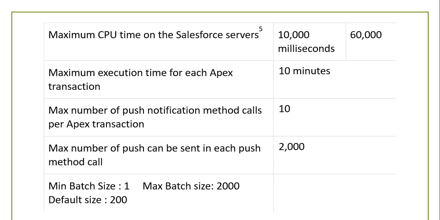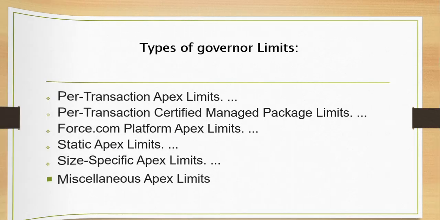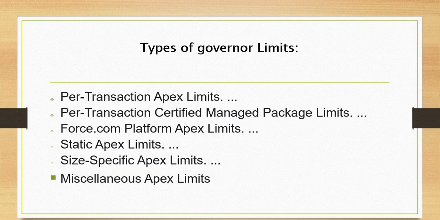The maximum number of push notification methods called per Apex transaction is 100. The maximum number of pushes that can be sent in one push method call is 2000. For batch size, the minimum is 1, the maximum is 2000, and the default is 200. What are the types of governor limits? There are per-transaction Apex limits, per-transaction certified managed package Apex limits, force.com platform Apex limits, static Apex limits, size-specific Apex limits, and last is miscellaneous Apex limits.